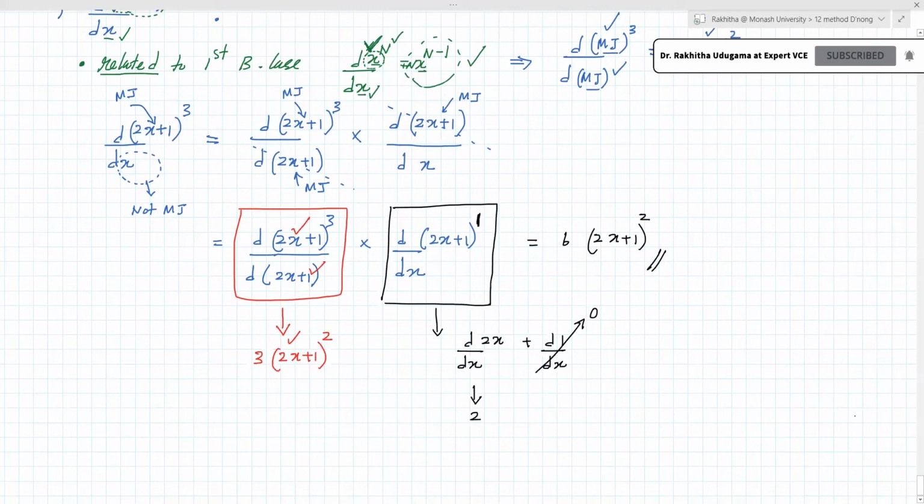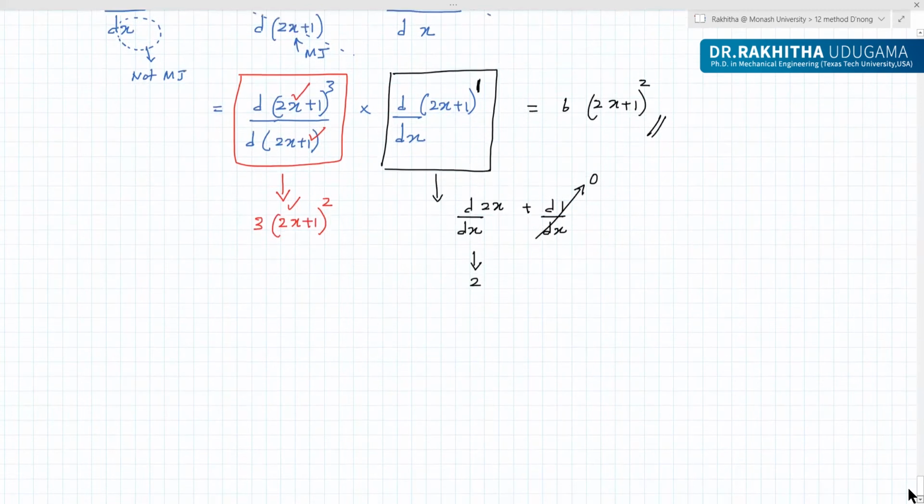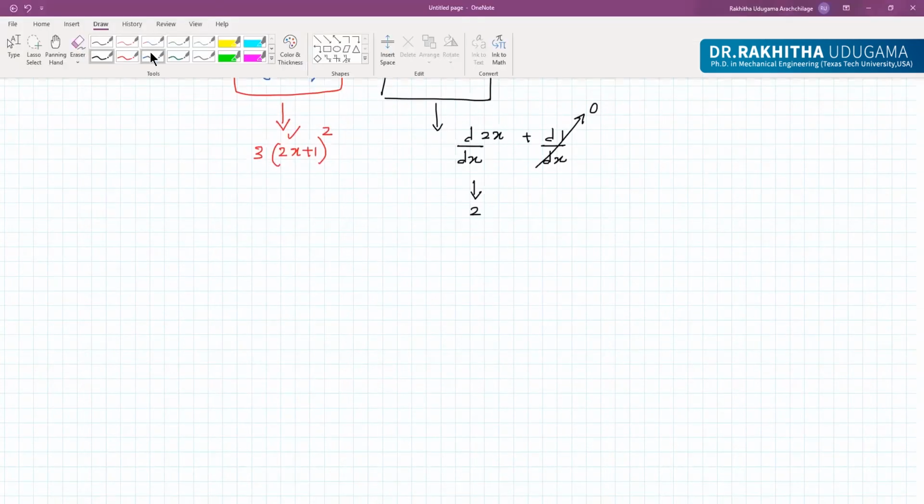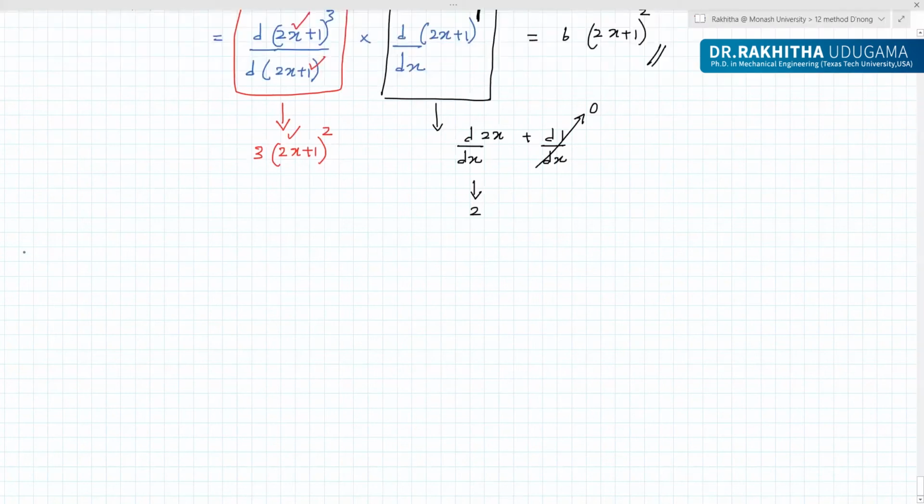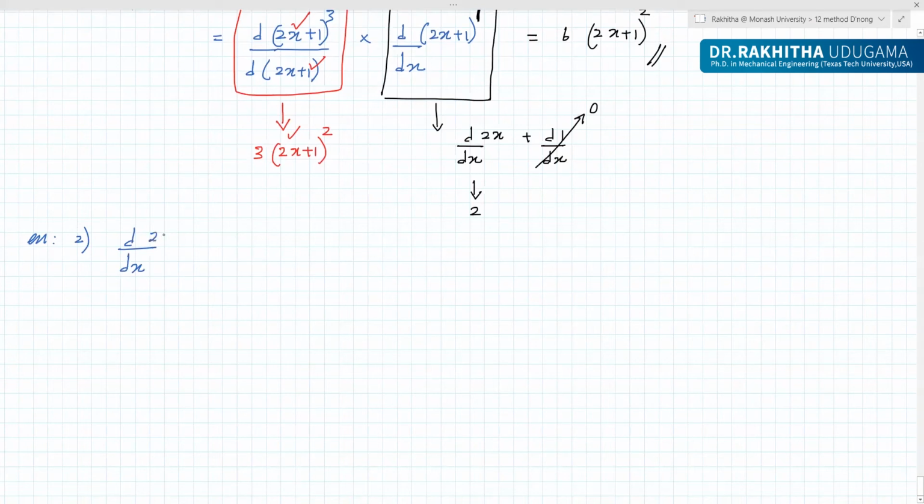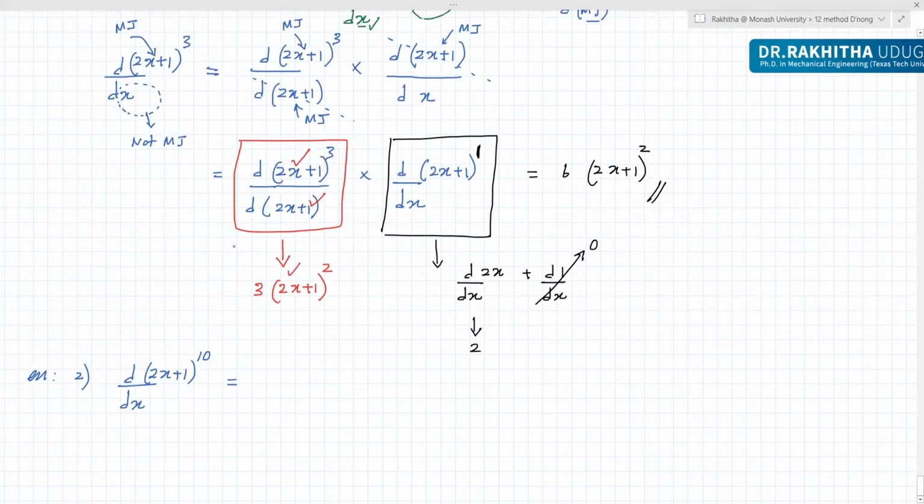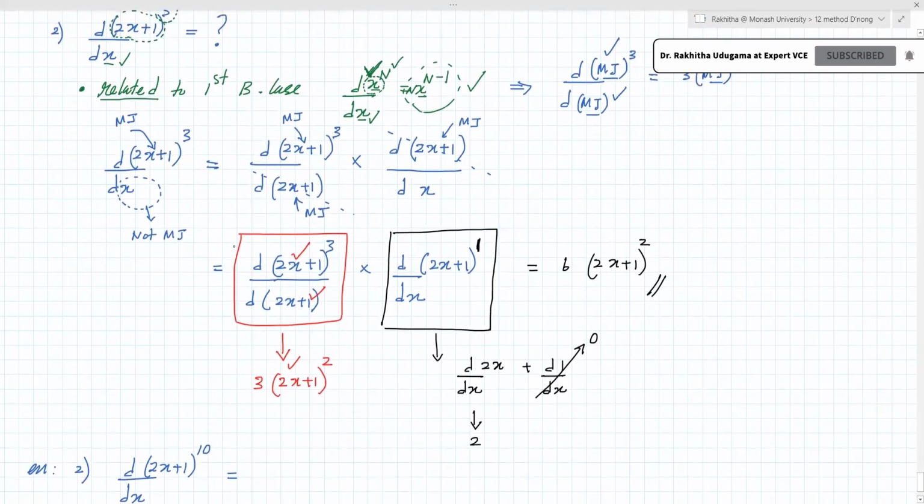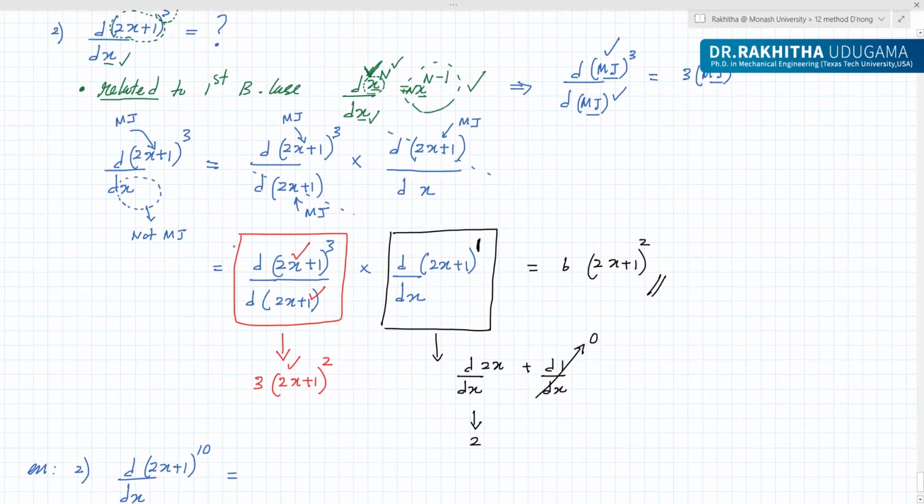Guys, okay? You got it? Good. Now this example I'm going to give to you. Please do it. Example 2: d/dx of, I will give you the same thing, 2x plus 1 to the power 10. Now do that. I will show this to you. Quickly. Please do that quickly.